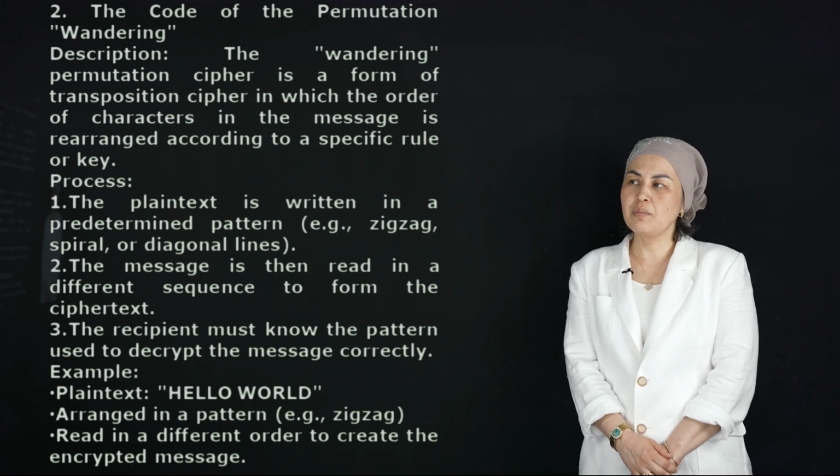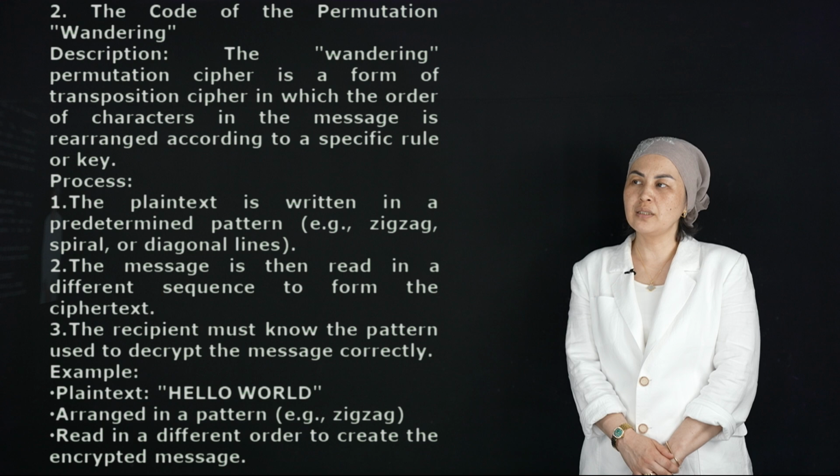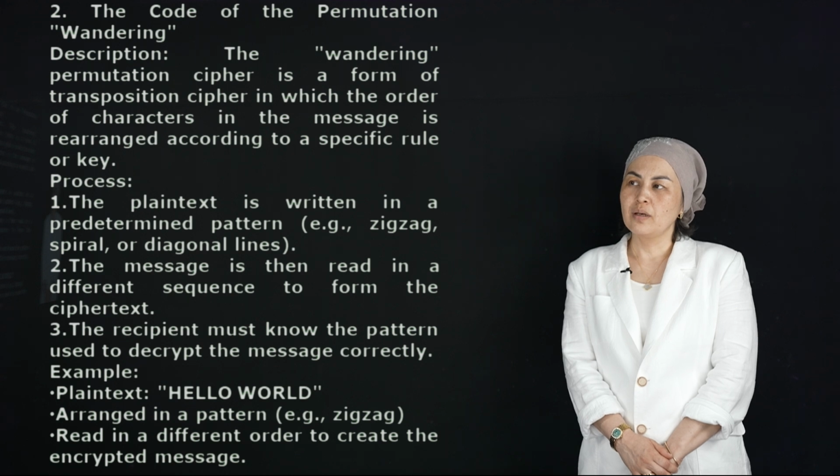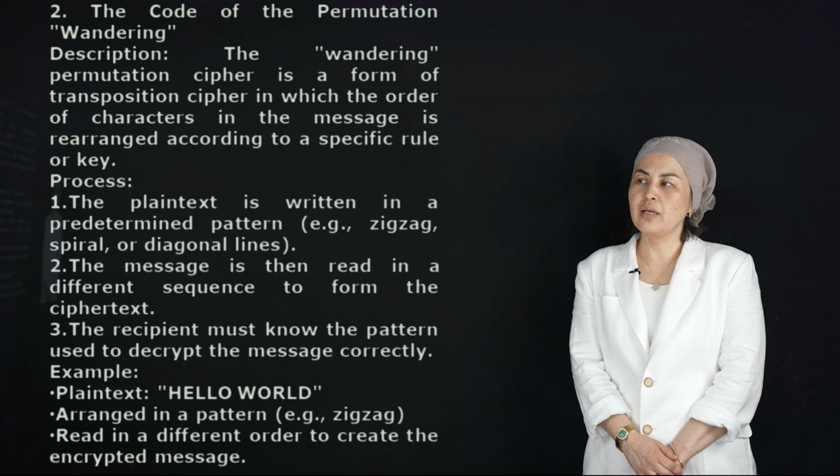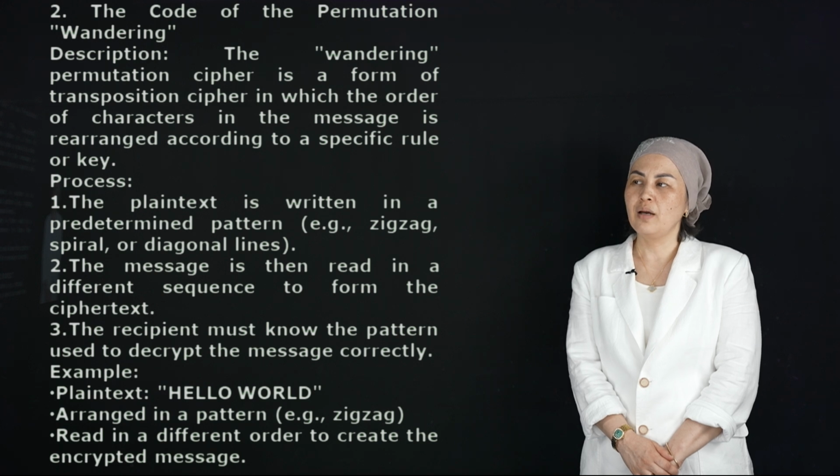The next question is about the code of the permutation wandering. So we have a definition. The wandering permutation cipher is a form of transposition cipher in which the order of characters in the message is rearranged according to a specific rule or key.